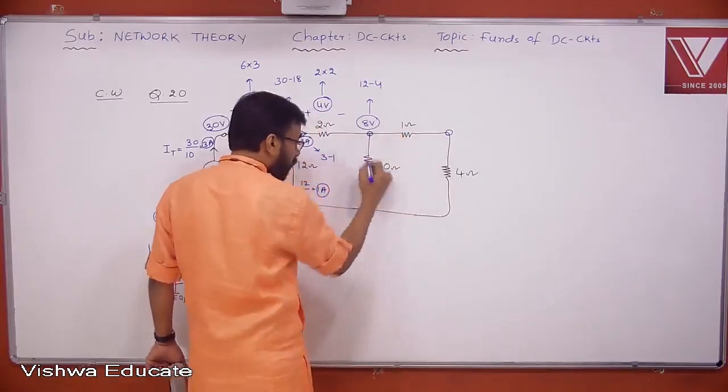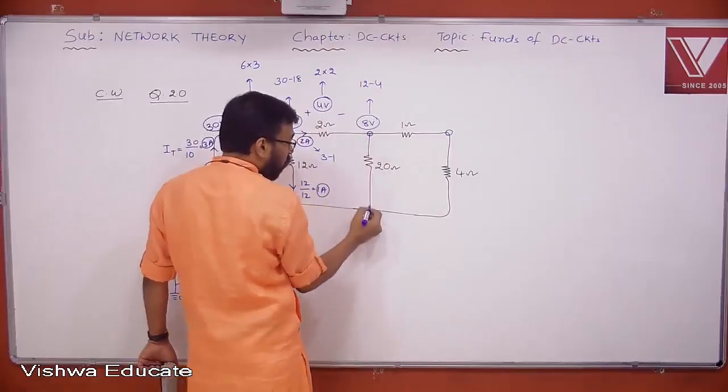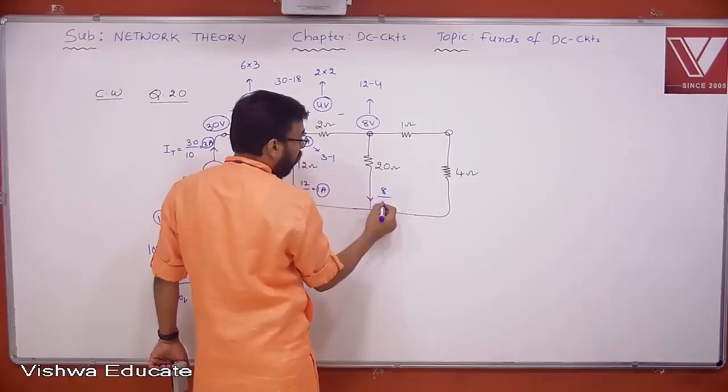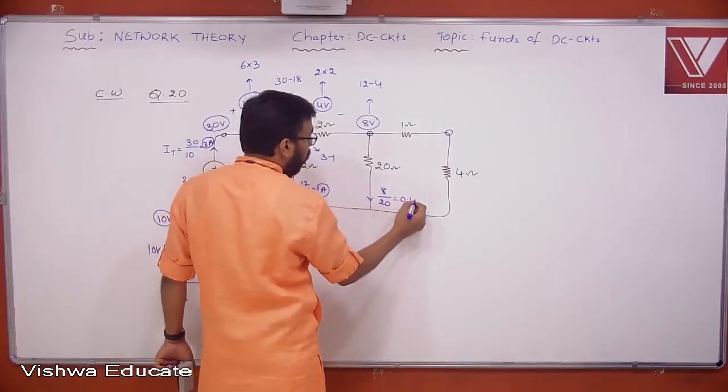If you want to find current here, you must know current here. What is the current flowing here? Because it is 0, this is 8, 8 minus 0. Therefore, 8 by 20, 0.4 ampere.